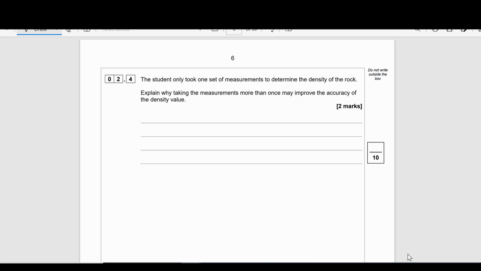2.4. The student only took one set of measurements to determine the density of the rock. Explain why taking the measurements more than once may improve the accuracy of the density value.